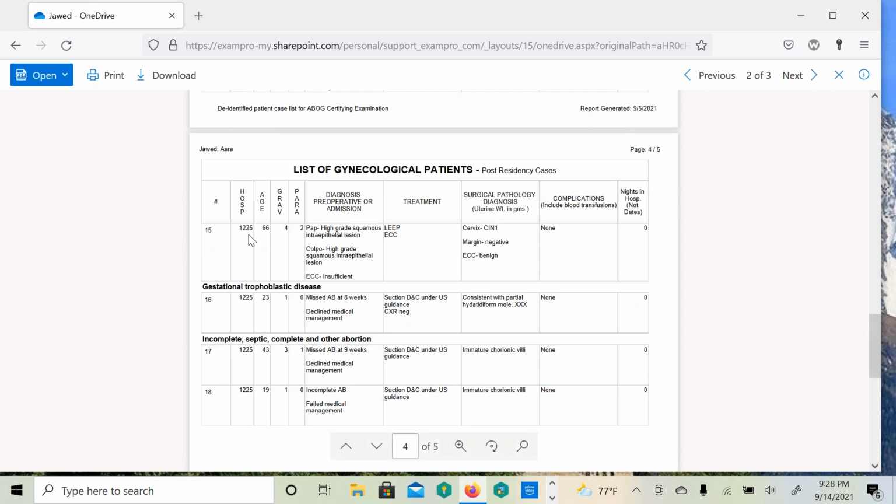Got it. Can we talk about maybe case number 15? Just some PAP-CIN stuff to look at for a few minutes. Sure. So this is a 66-year-old with a high-grade cervical cytology, and it looks like you identified a high-grade lesion on colposcopic biopsy, and your ECC was insufficient.